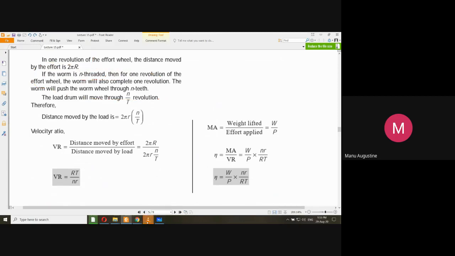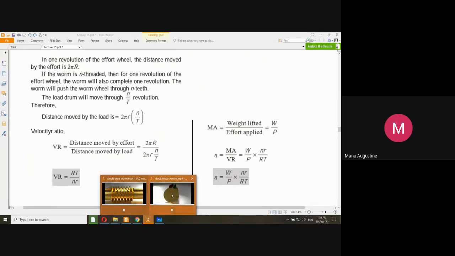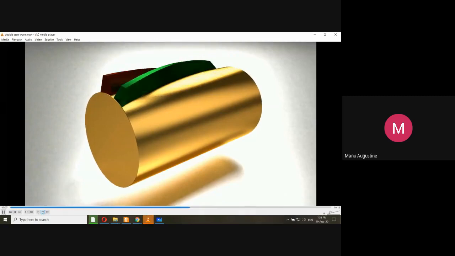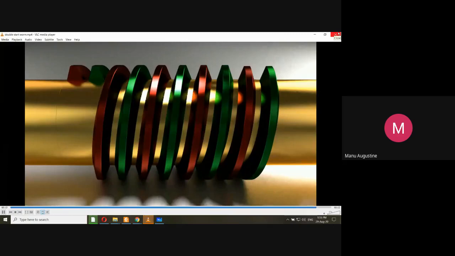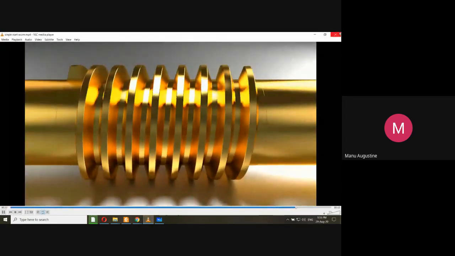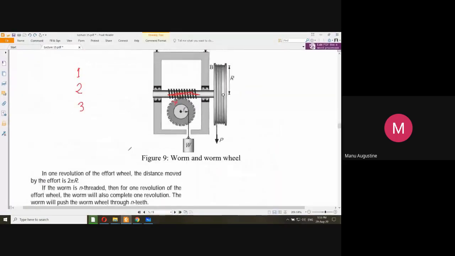Now, since all this part is clear to you, how a worm is developed, what is a pitch, what is a lead, and how is actually a worm conceptualized, how is it developed. Okay, so these animations I think were very useful to you. Anyway, we will close all these videos. This is a single start thread, and now we will come back to the problem at hand. Now look here.